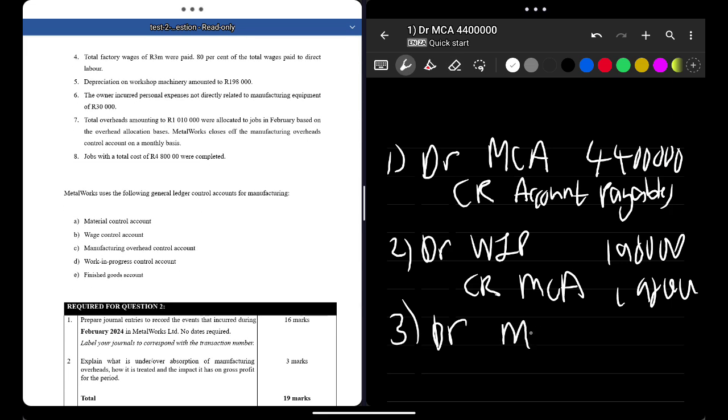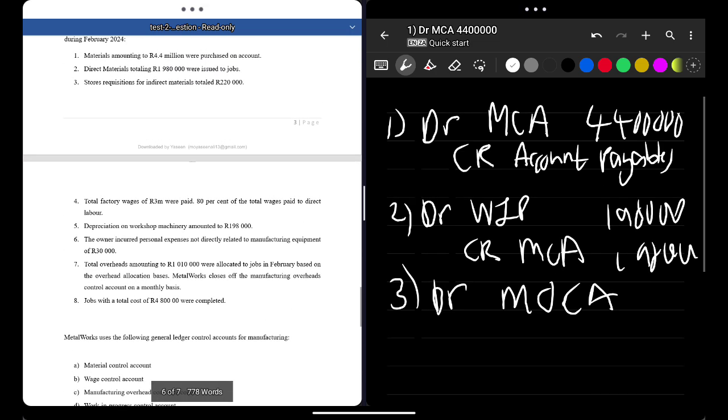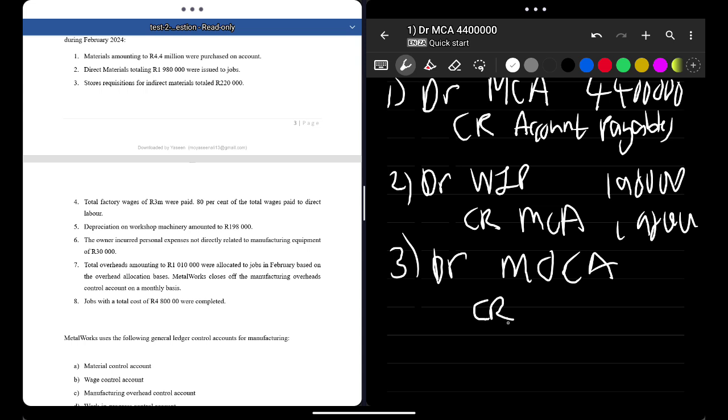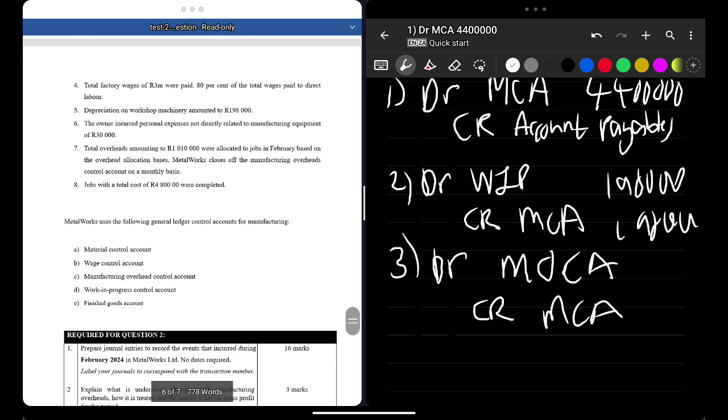Okay, so you know what I mean, right? Manufacturing overhead control account, MOCA, and you put the amount there, right? And you're going to credit the materials control account because it's coming out, but you're issuing it to your overheads because it's indirect, right?